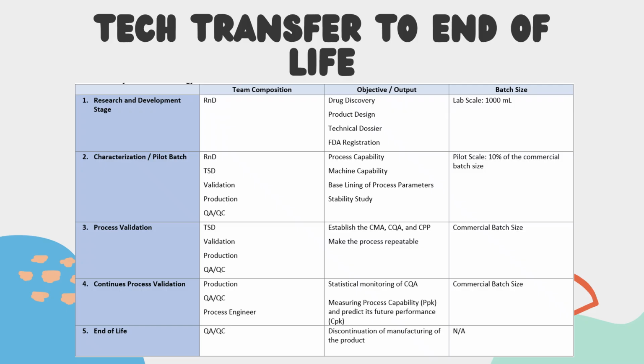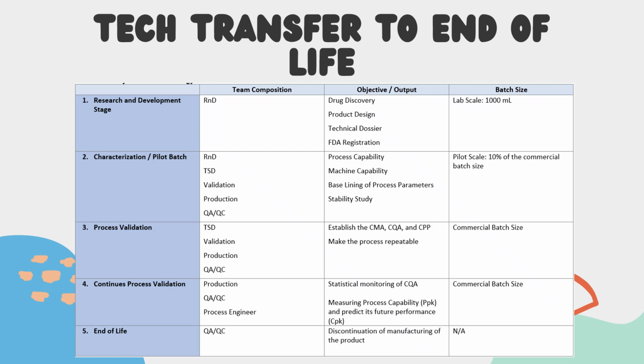Stage 5, end of life. Eventually, every product reaches the end of its journey. Maybe it's being phased out. Maybe there's a new version. Or maybe it's just no longer in demand. The QA/QC team handles the documentation and formal discontinuation of production.